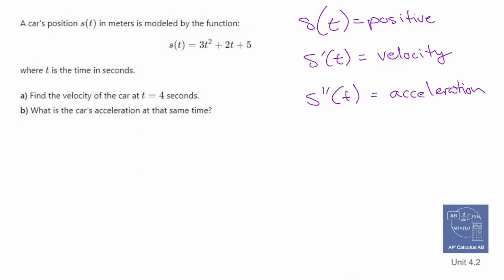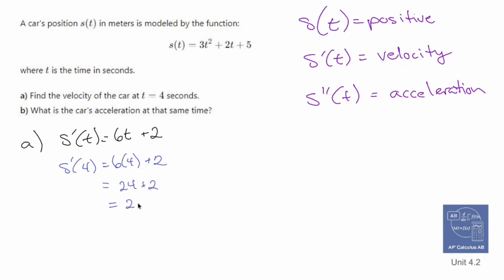I'm going to cheat. So A is asking me to find the velocity at t equals 4. That requires me to find the derivative of s. So the velocity function s prime of t is going to use the power rule. The derivative of 3t squared is 6t. The derivative of 2t is 2, and the derivative of 5 is nothing. At 4, s prime of 4 is going to equal 6, replace t with 4, plus 2. 24 plus 2 is 26. Now, since we have time in seconds and we have meters, our rate is going to be 26 meters per second.